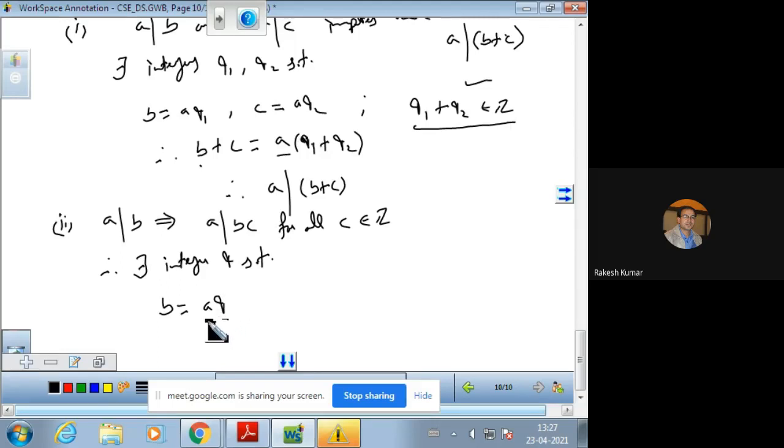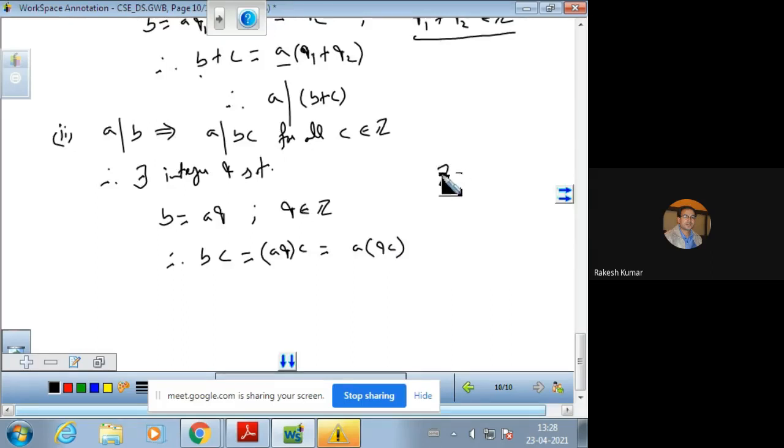We can write B = AQ, where Q is some integer from the set of integers. Now BC can be written as AQ times C, putting this value in place of B. By the associative property, (AQ)C can be written as A(QC). This is by the associative property of integers, because the set of integers together with multiplication is a group. We have already studied it.